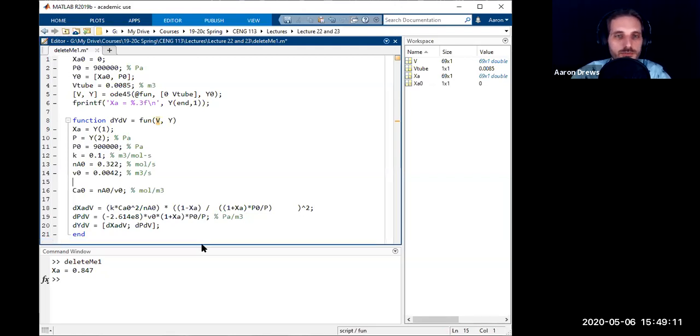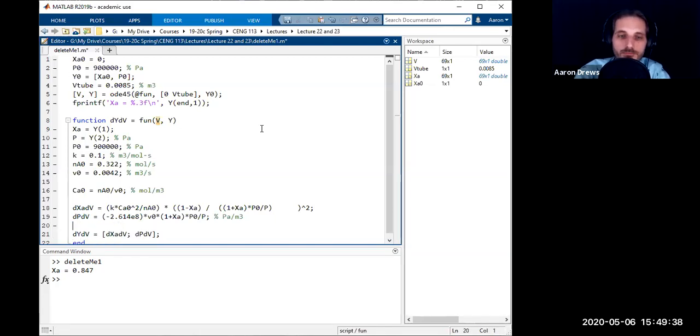Right, so our changes were fair, right? There were a few changes in there, but our material balance didn't change a lot. The biggest change in the material balance was P0 over P. And then we had to add this new dPdV sitting here. If you had more terms, if it was both non-isothermal and non-isobaric, then you would have yet another one down here for dTdV, which would be equal to whatever.